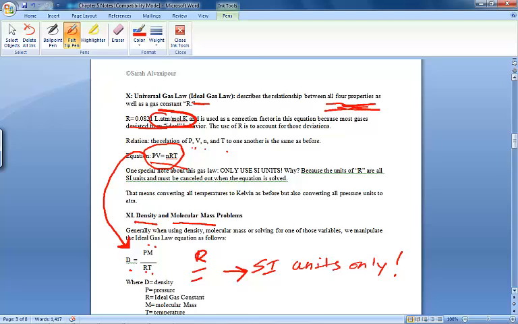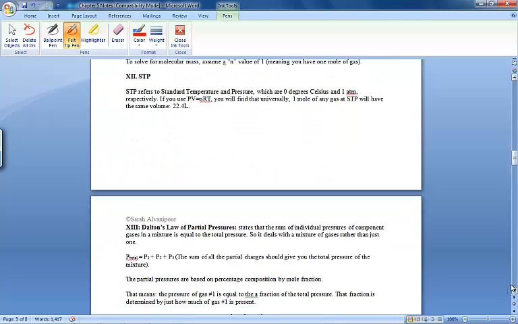And then we move on to even more gas laws, which would be Dalton's law of partial pressures. Dalton's law of partial pressures is simply a gas law that differs from the others in that it doesn't take into consideration two or more properties and give a relationship to them, but rather it just makes a statement that the sum of the individual pressures of the components in a mixture of gases will equal the total pressure. So basically the sum of all the parts equals the whole.